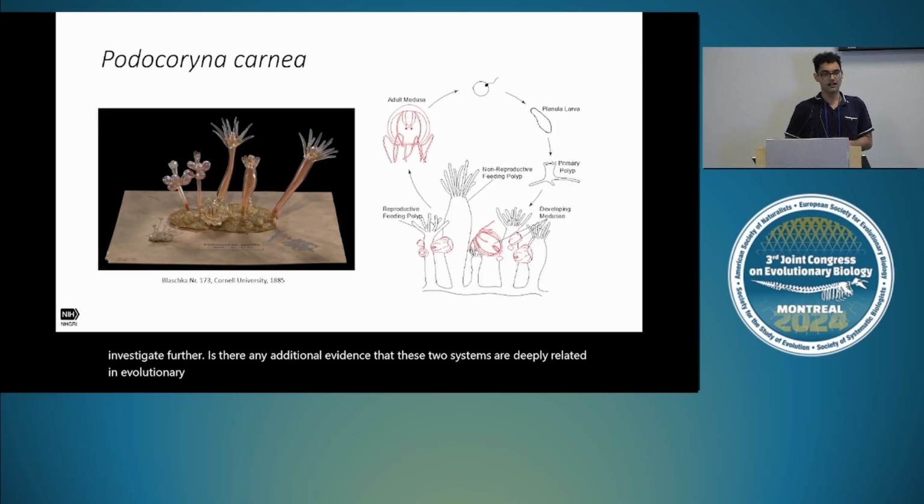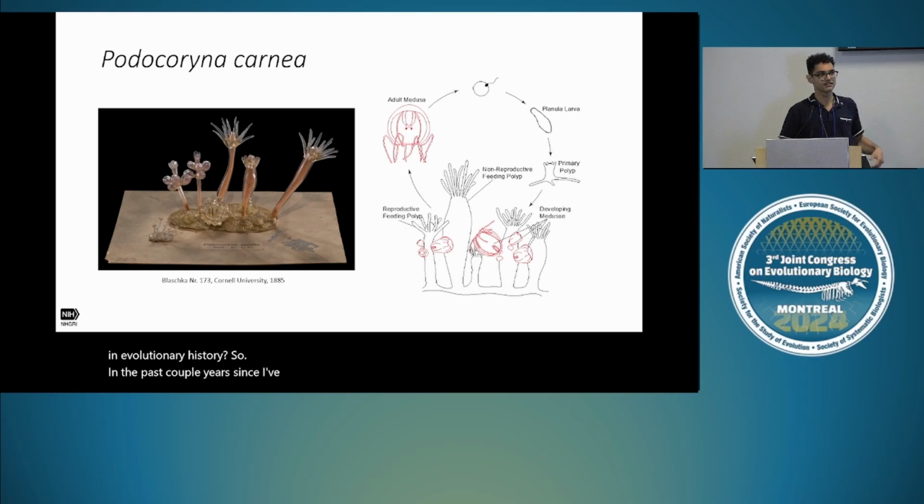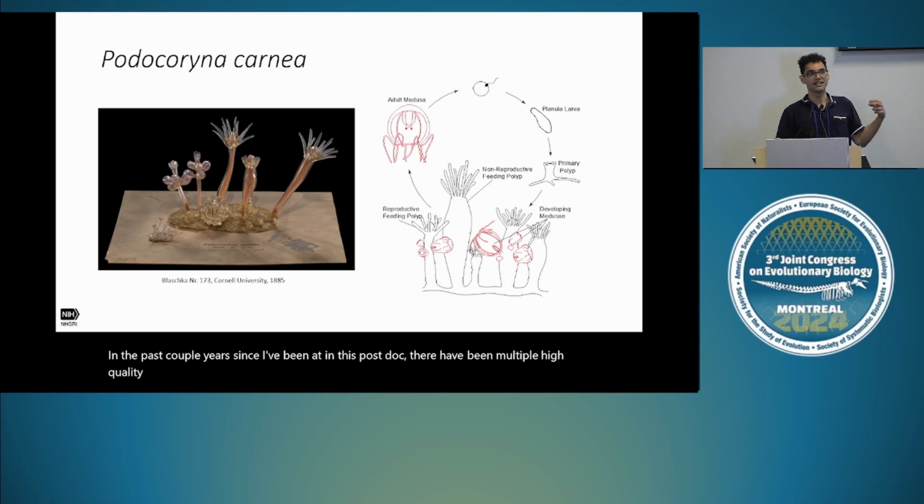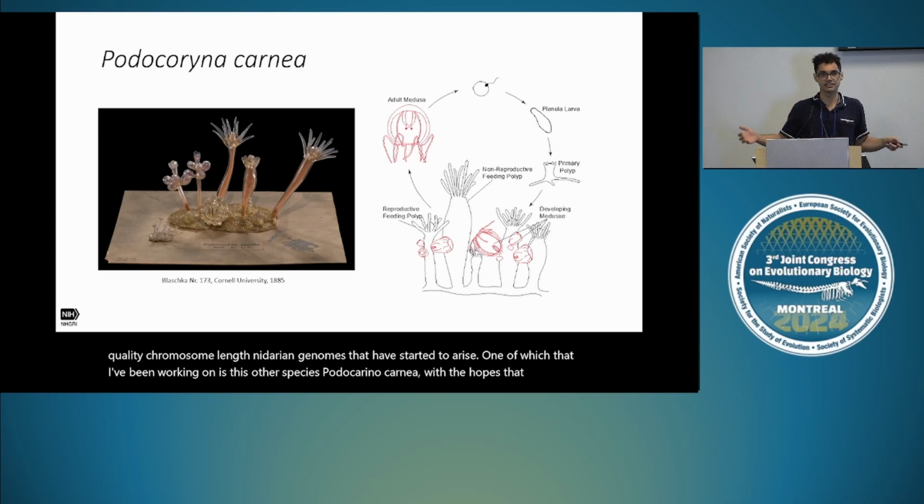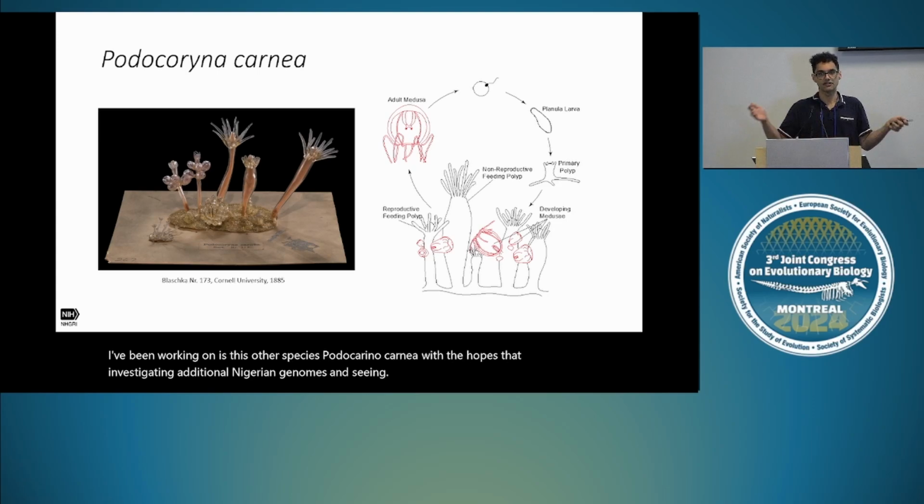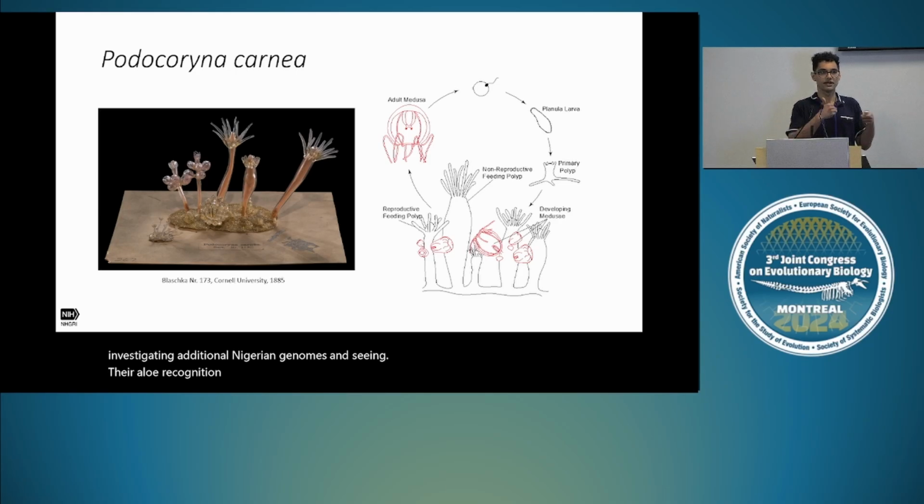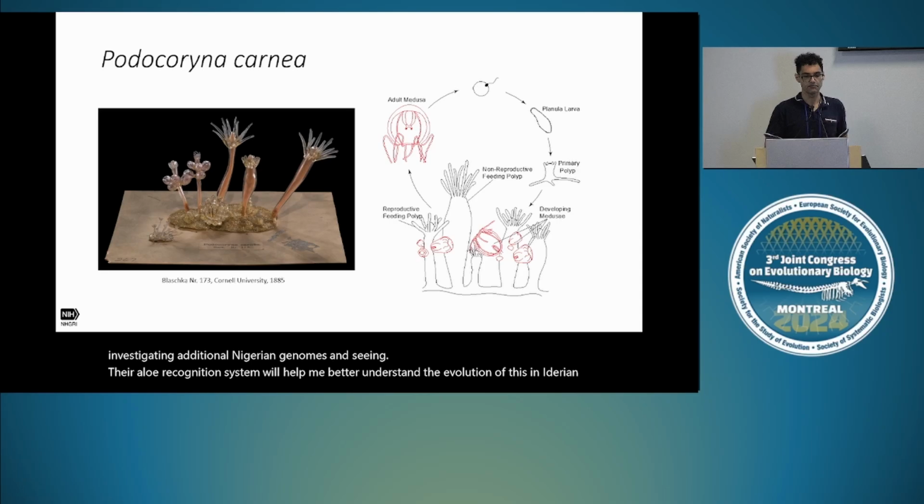In the past couple of years since I've been in this postdoc, there have been multiple high-quality chromosome-length cnidarian genomes that have started to arise, one of which that I've been working on is this other species, Podocoryna carnea, with the hopes that investigating additional cnidarian genomes and seeing their allorecognition system will help me better understand the evolution of this in cnidarians and then hopefully shed light on bilaterians.